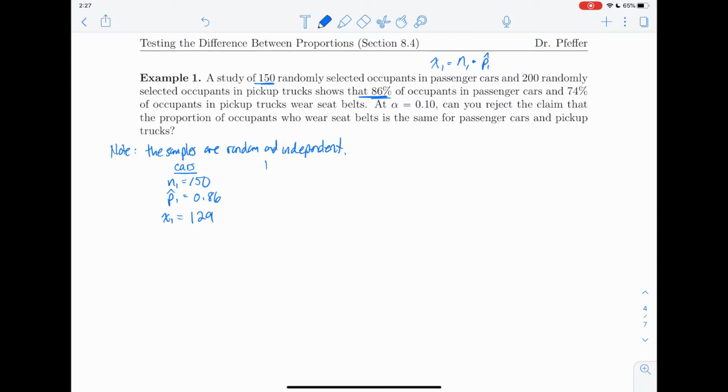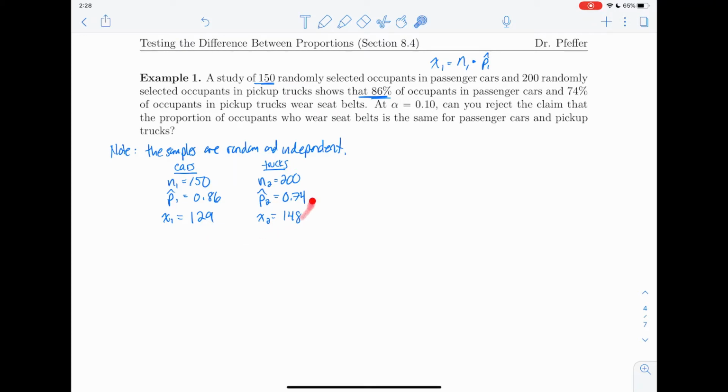We can do the same thing for trucks. Here the sample size was a little bit bigger, it was 200. The percentage of people in the sample who wore their seatbelt, which we're going to call p2 hat, was a little lower, that was 74%. And so if we take their product, we're getting x2, which is equal to 148.